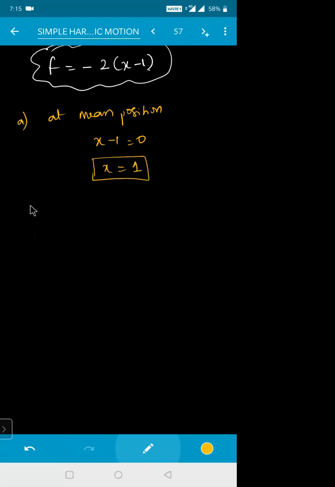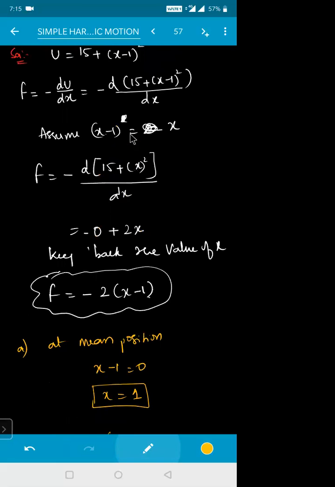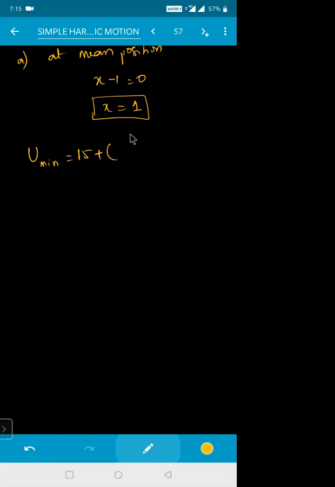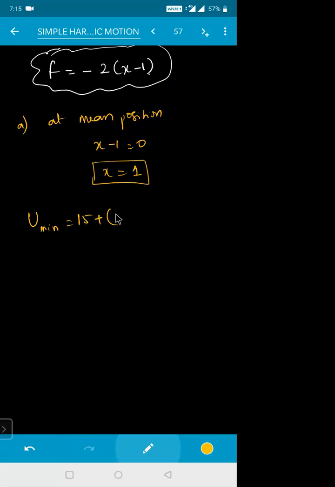So U minimum will be equal to how much? U minimum is equal to 15 plus... what is the formula? U is equal to 15 plus (x minus 1) whole square. The x value we already got here is 1, so 1 minus 1 whole square. That means this will become 15 joules, the minimum potential energy.